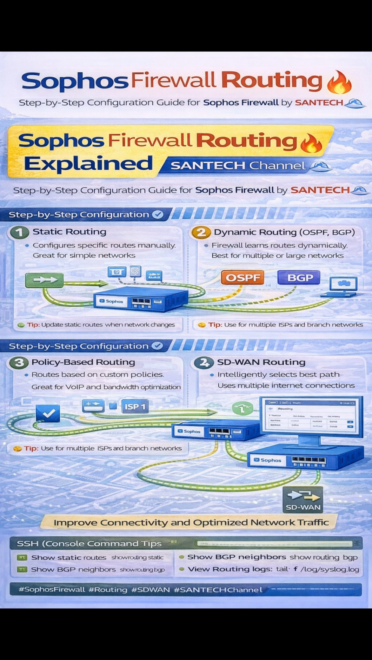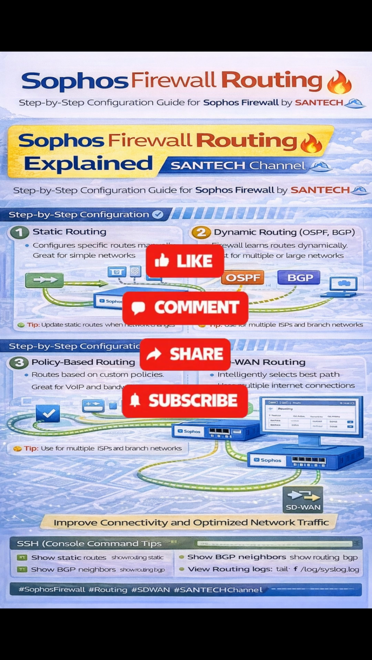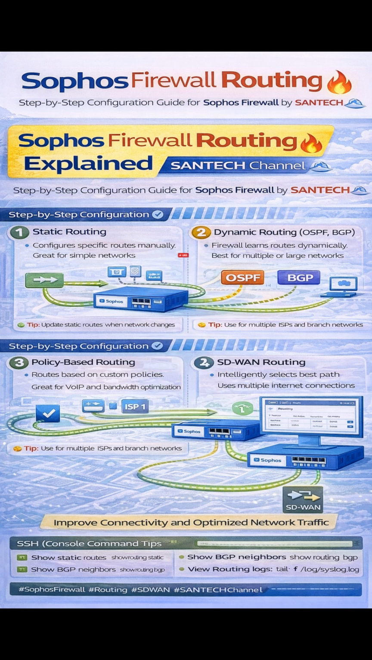Next is dynamic routing. Dynamic routing automatically learns routes using routing protocols such as OSPF, RIP, or BGP. These protocols allow routers and firewalls to exchange routing information with each other. With dynamic routing, the firewall automatically updates routes when the network changes. This is very useful for large enterprise networks or multiple branch environments.